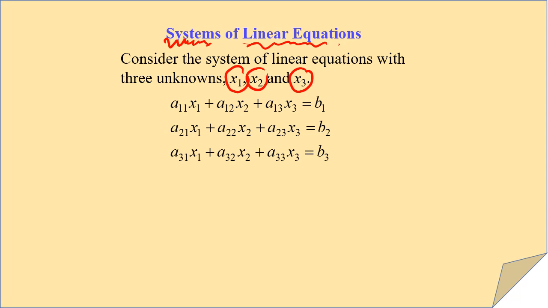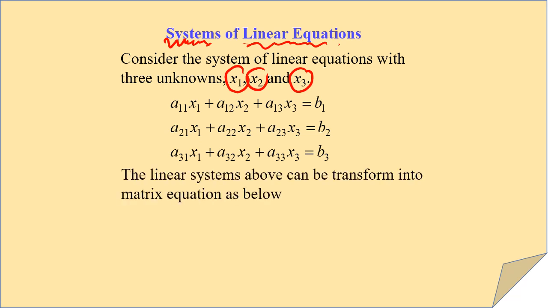Okay? So this is what we call linear because the x is only to the power of 1. Right? And we have three unknowns in every equation. So A11 is the coefficient of x1, A12 is the coefficient of x2, A13 is the coefficient of x3, equal to a constant B1. The same for the second equation. All these A will be different. Okay, so later the linear system above can be transformed into matrix equation as below.